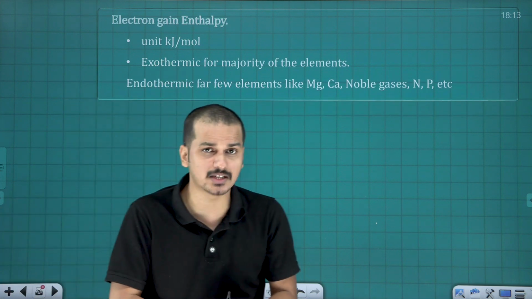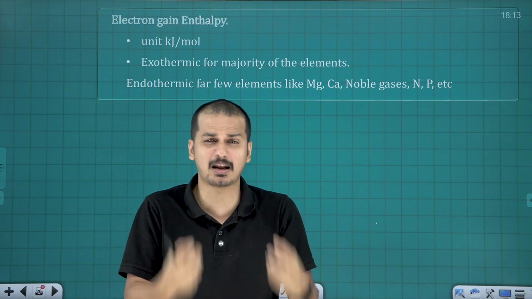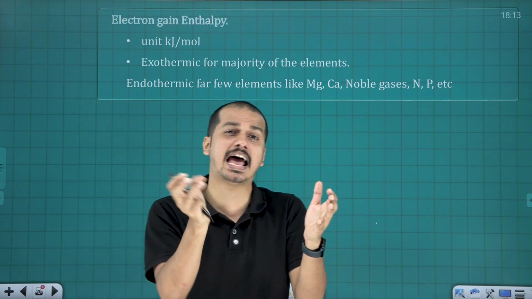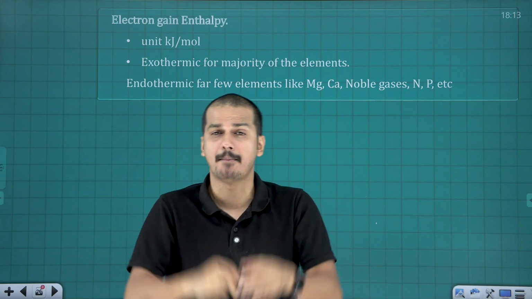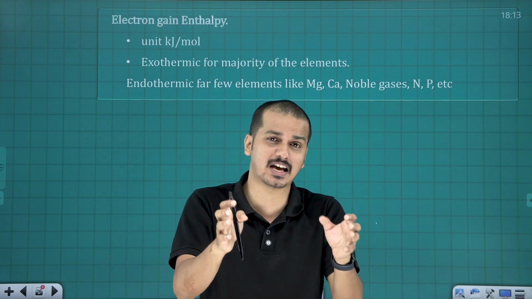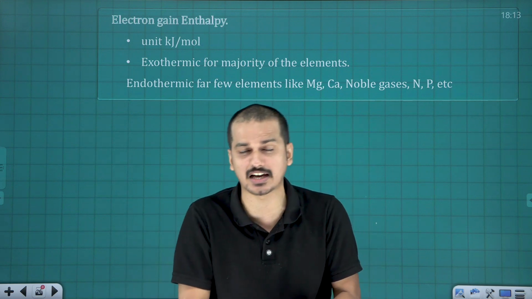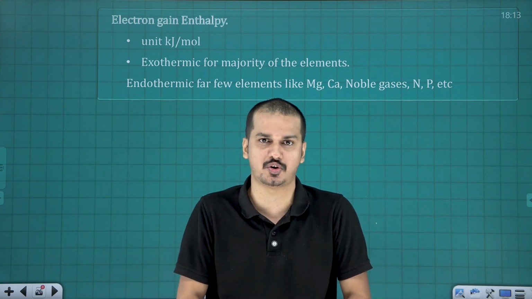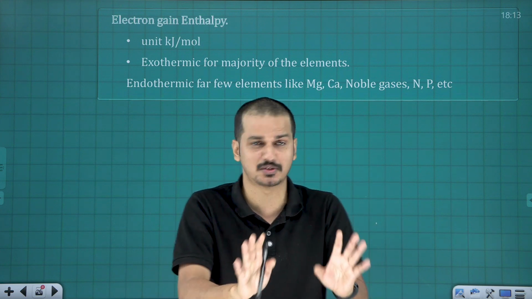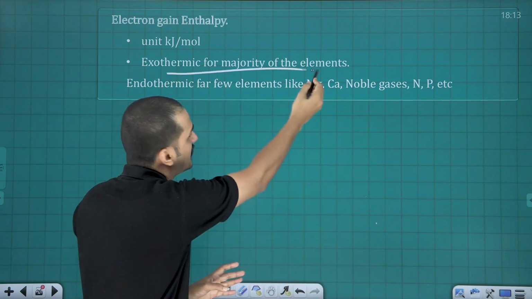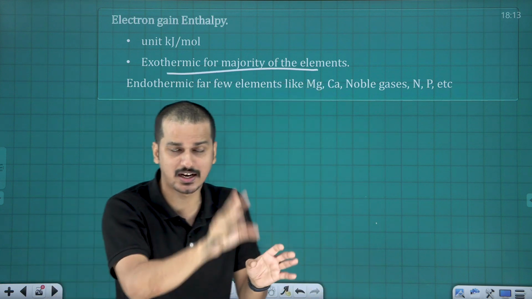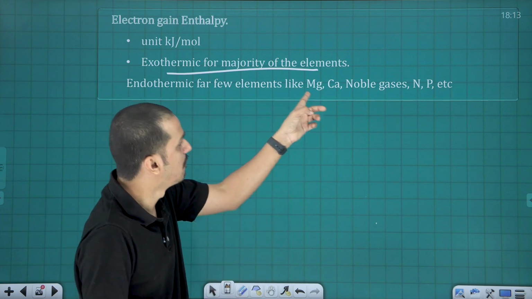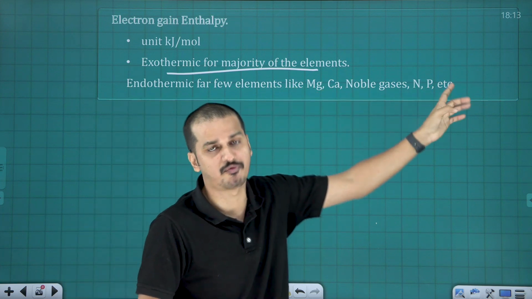Then next one, electron gain enthalpy. It represents the enthalpy change, the heat energy change, when an electron is added to an isolated gaseous atom. Whenever we add one electron to an atom, the majority of atoms will release energy to get that electron. So we can say that in the majority of atoms, first electron addition is exothermic in nature. But again, in some atoms like what? Magnesium, calcium, noble gases, nitrogen, phosphorus, etc.